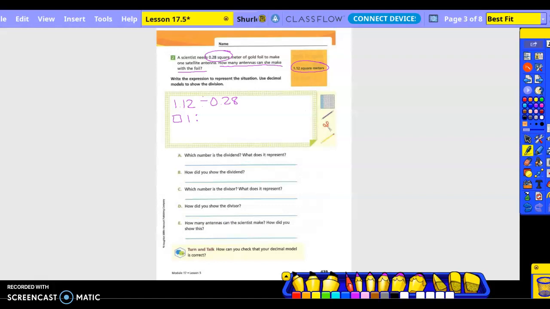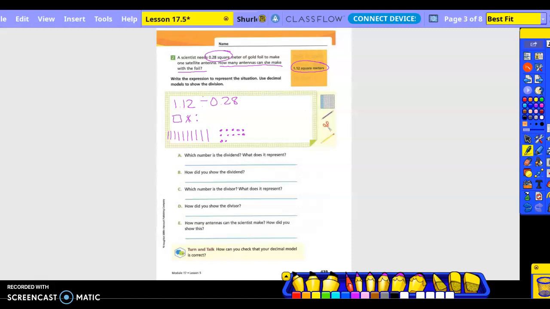You're going to convert the flat. Okay. So, 10 longs. Okay. Now I have 10 longs. What do I need to do with the long? Okay, I need to make it into small cubes, right? So 1, 2, 3, 4, 5, 6, 7, 8, 9, 10. And then I have the 2, right?